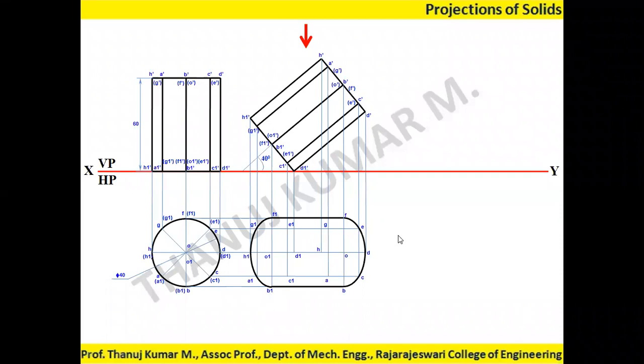After you have drawn the outermost corners with visible lines, apply the second visibility rule. In the top view, the top portion nearer to the observer is visible. So this portion is visible, being nearer. So let me construct the curve lines here. So I have drawn this curve line.